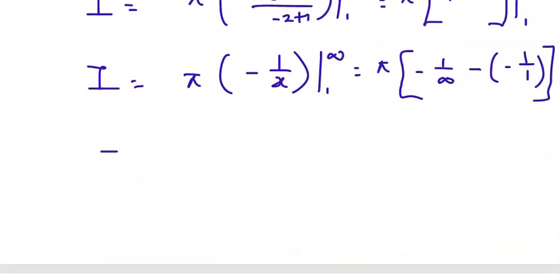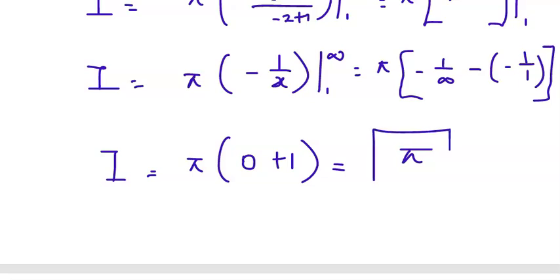So here we get I is equal to pi in brackets. Negative 1 over infinity will give us negative 1 times 1 over infinity, which is 0. So minus negative 1 will be plus 1. And here we get our solution, pi. Were you thinking that pi would be the correct answer?